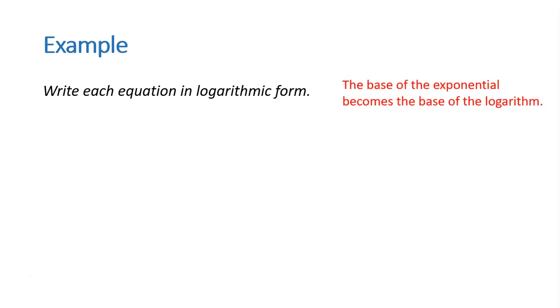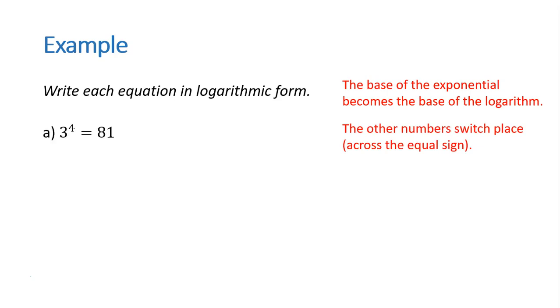Now let's go the other way. So now we want to write each equation, in this case an exponential equation, in its logarithmic form. The same rules apply, however. So the base of the exponential, in this case, is going to become the base of the logarithm. And then just like before, the other numbers are going to switch places across the equal sign. So our first equation is 3 to the 4th power is equal to 81. We know this is a true statement. We want to convert it to the inverse logarithmic form.